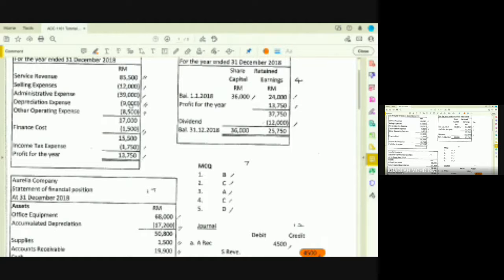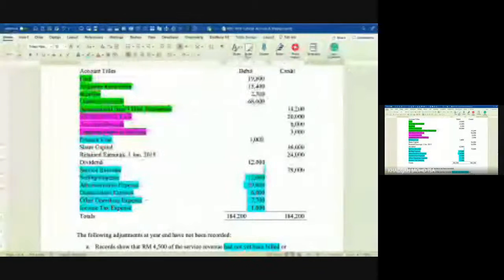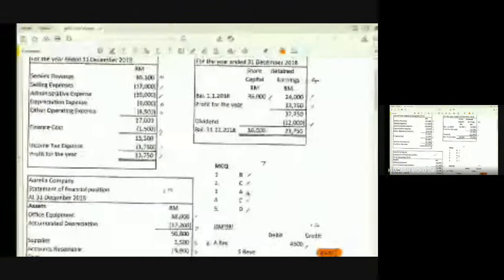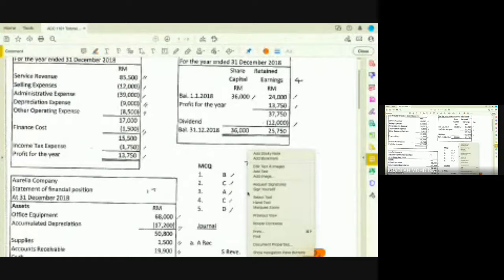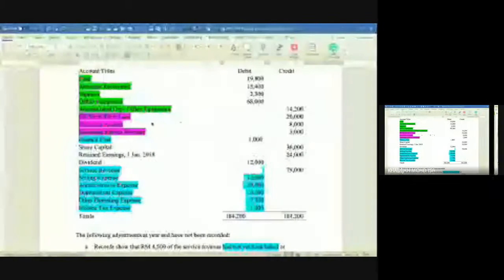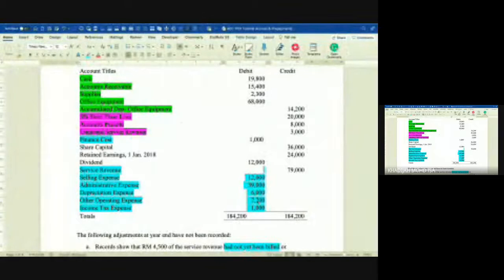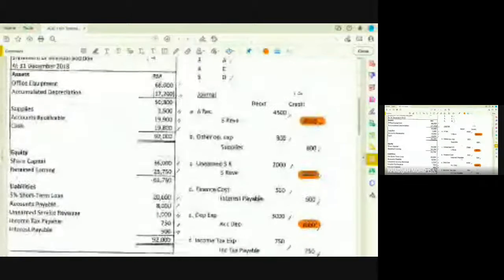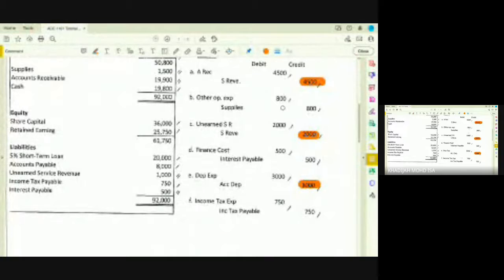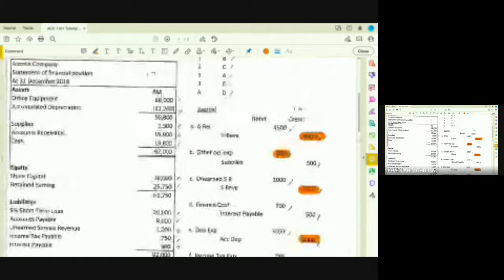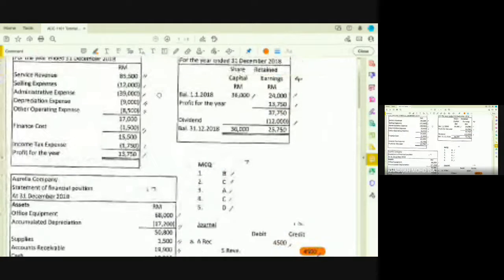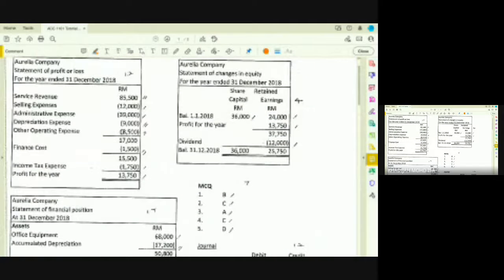Why is it 9,000 here only? Initially, it was 6,000. All right, 6,000 plus 3,000. And then you have other operating expenditure. Initially, it was 7,700. And then you have other operating, so you plus another 800. So how do you get 7,7, so it becomes 8,500. So you have 8,500 under your operating expense.